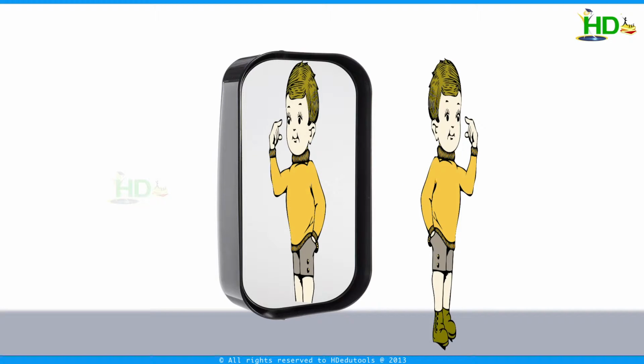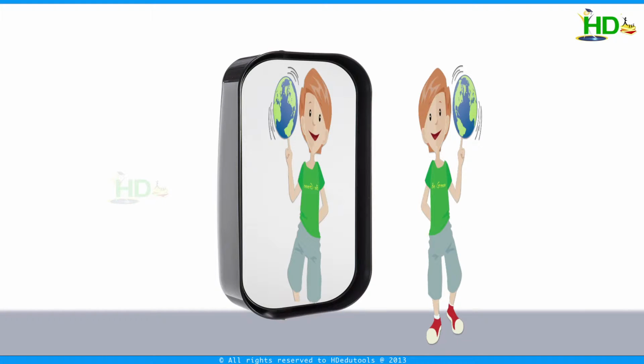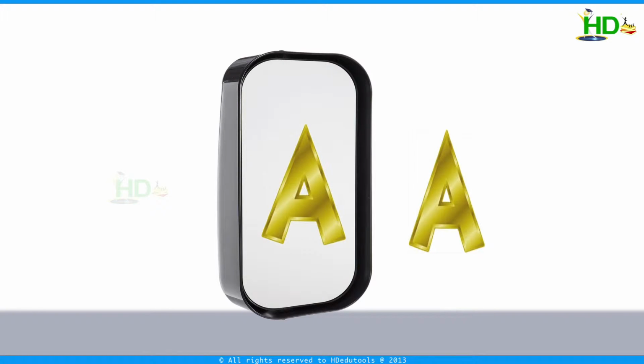When you are standing before a mirror, you can find some interesting things. Your left hand appears to be right, and your right hand appears to be left. Suppose you place a letter A before a mirror, then what do you find? It appears to be symmetric.